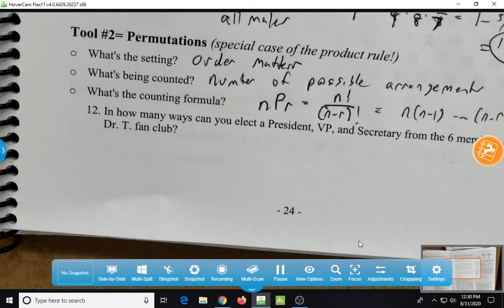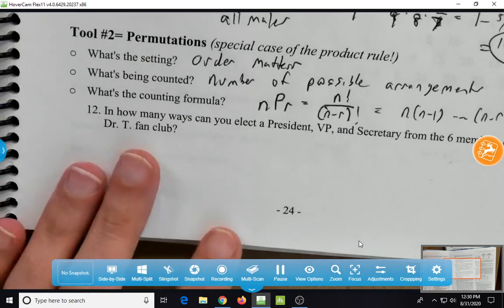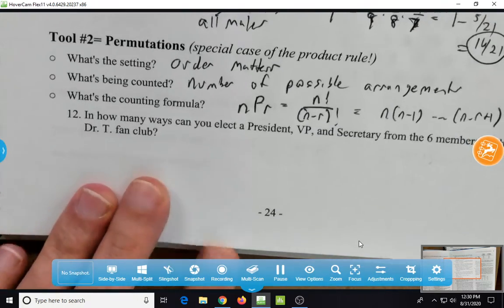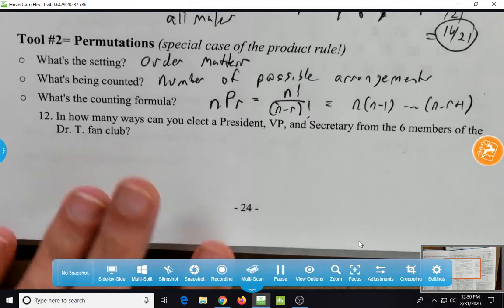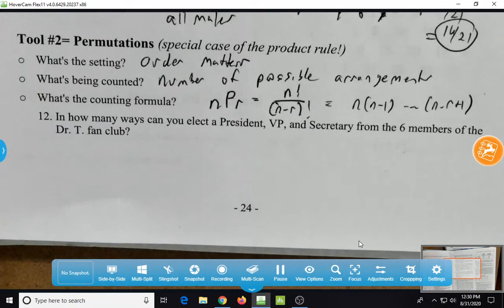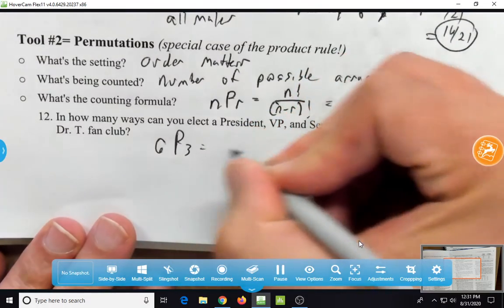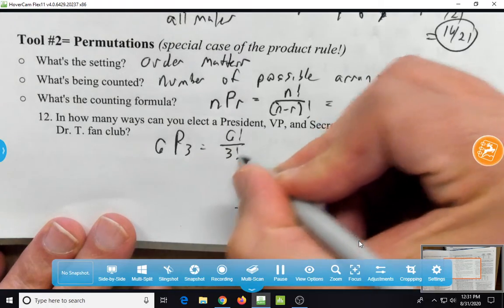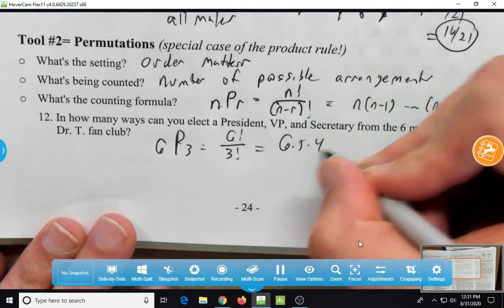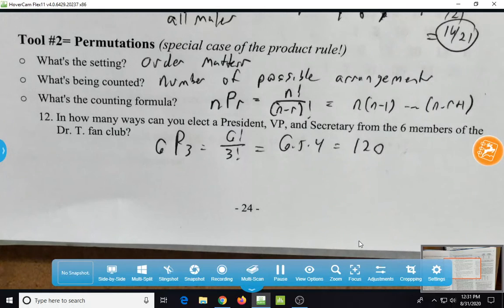So let's suppose we want to elect a president for the Dr. T fan club. In this case, you have the president, the vice president, and the secretary. You have 6 members, so this would be 6P3. In other words, 6 factorial over 3 factorial, or 6 times 5 times 4, which is 120.